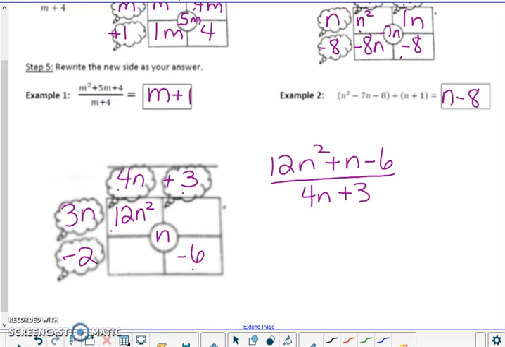And let's just check our work. If we take negative 2 times 4n, that gives me negative 8n. And if I have 3n times positive 3, that gives me positive 9n. 9n plus negative 8n is 1n. And that is how we factor using the reverse box method when we're given a trinomial and one of its factors.